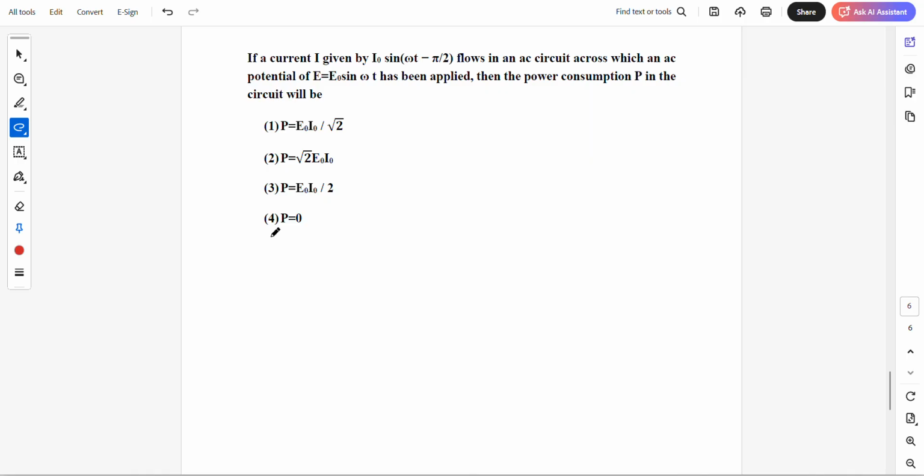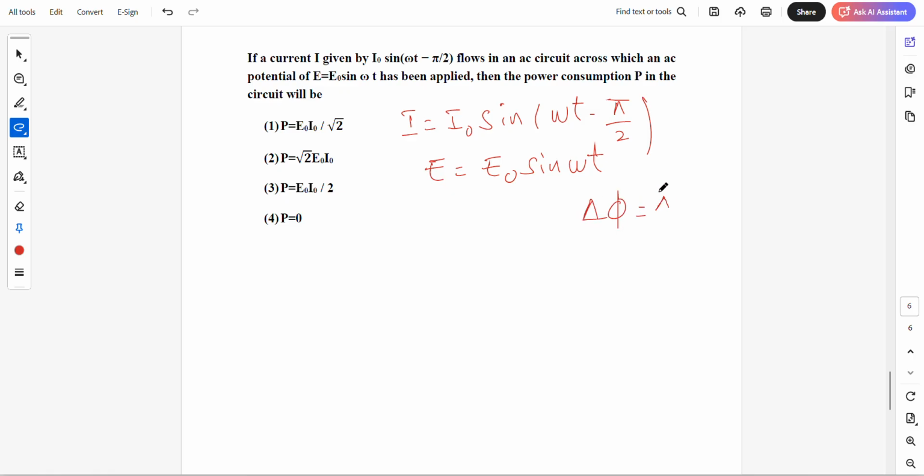What is it saying? It is saying that current I is given by I naught sine of omega t minus pi by 2, and E is equal to E naught sine of omega t. So what is the phase difference? Phase difference is equal to pi by 2.